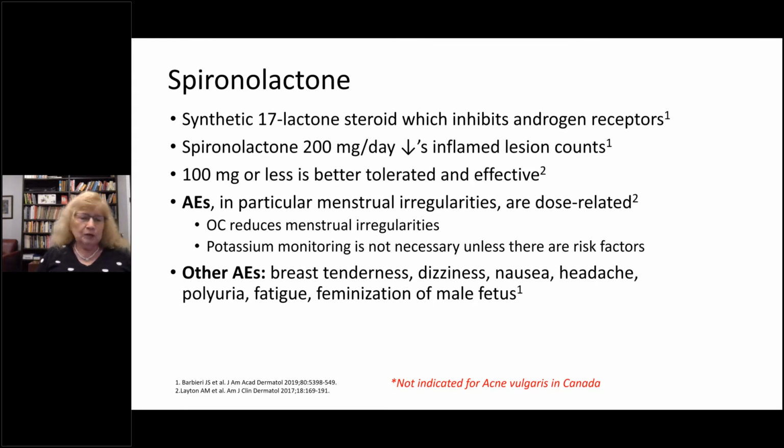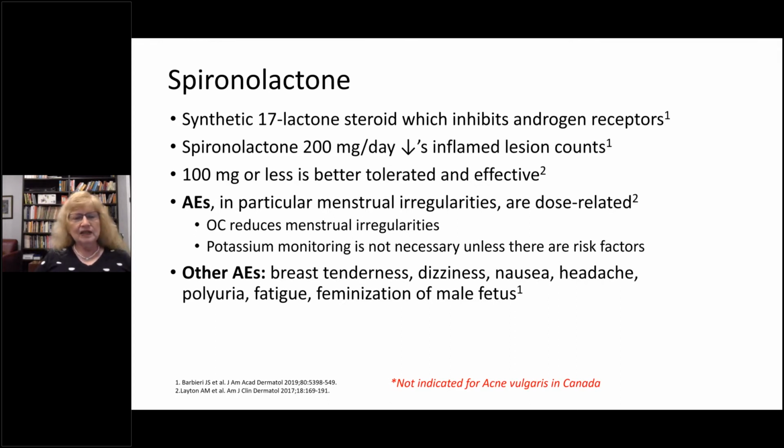It's a water pill, a diuretic, but it's also a synthetic 17-lactone steroid. So it is a steroid, and it inhibits androgen receptors. So that's how it works. You know, people go like, how does a water pill work in acne? But if you know that it's a steroid, then that makes a lot more sense.